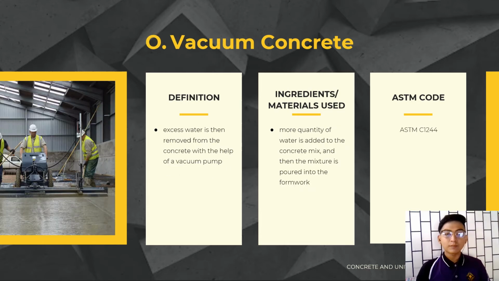So, next is vacuum concrete. So, excess water is then removed from the concrete with the help of a vacuum pump. So, more quantity of water is added to the concrete mix, and then the mixture is poured into the formwork. So, yun nga, dinadagdagan natin ng mas maraming tubig siya bago natin siya ibuhos sa formwork natin. Ngayon, yung mga sobrang tubig naman is ginagamitan natin ng vacuum pump para naman maalis yung excess na water at mas mabilis na matuyo. So, with the ASTM code na C1244.